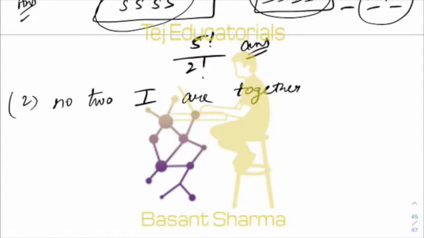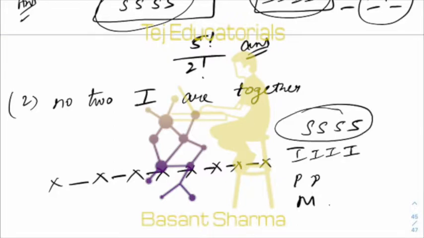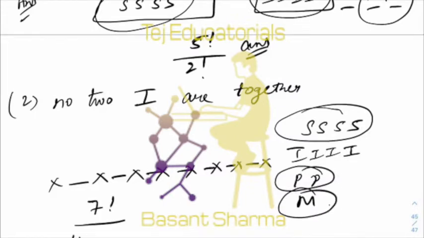Well, now you see, we have the following alphabets available with us: S, S, S, S, four I's, two P's, and one M. So let's put all the alphabets other than I's. So we have seven places: one, two, three, four, five, six, seven, and then we have eight gaps. So for the seven remaining letters, which are four S's, two P's, and one M, they can be arranged in 7 factorial upon 4 factorial, 2 factorial ways.